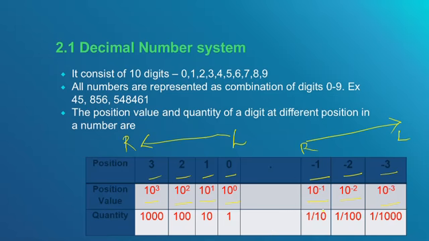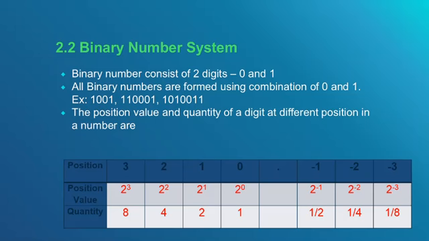So this is the decimal number system. We will see an example of how it is used. The next system is the binary number system. As I said before, from the name, the binary number system consists of only two digits, that is 0 and 1. All the numbers will be represented using combinations of 0 and 1.